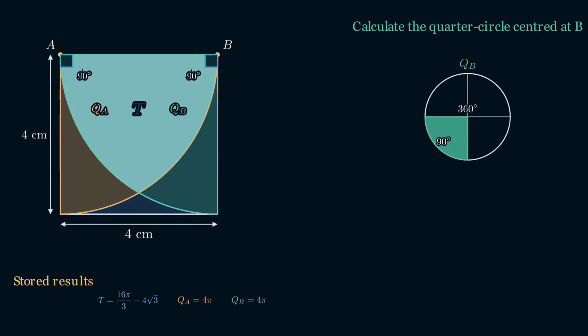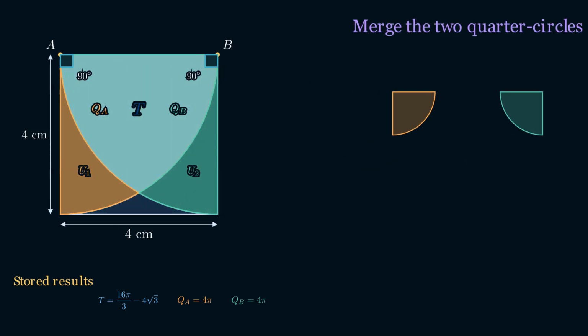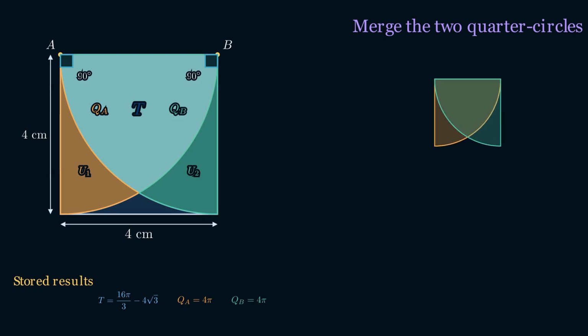Keep this result. The left non-blue side region is U1. The right non-blue side region is U2. Together, U1 plus U2 forms U. Now combine QA and QB. The region T is contained inside QA, and the same region T is contained inside QB. So when QA and QB are added, T is included twice, but U contains only the two non-blue side regions, U1 and U2. Therefore, both copies of T must be removed.